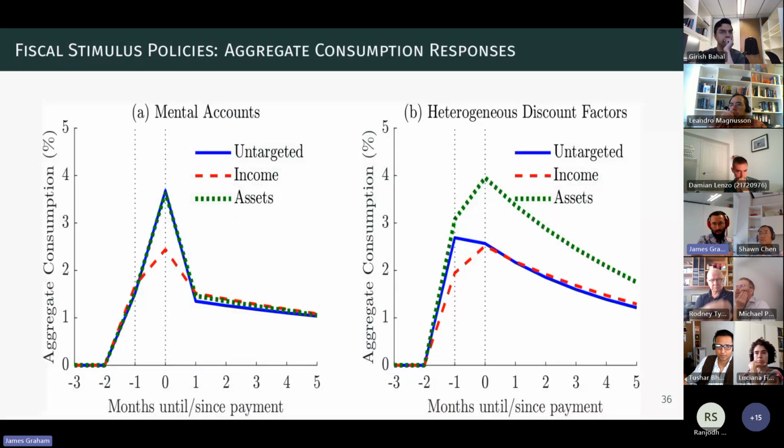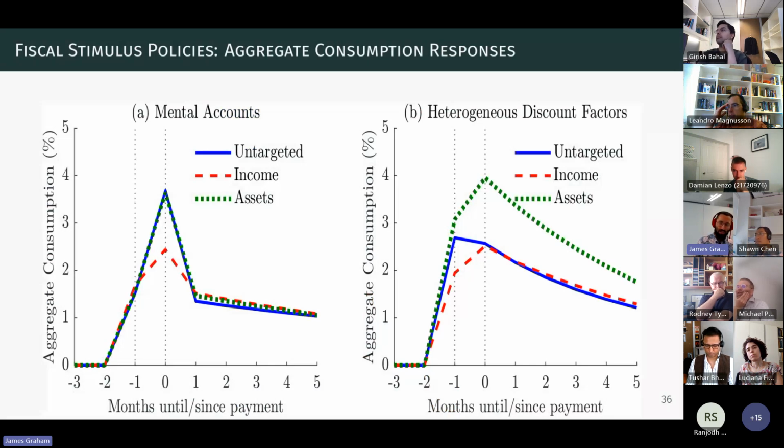So here's what the model looks like on the left. This is mental accounts. You can see that untargeted spending actually looks very similar to targeted spending, especially by assets. So we don't really get much of a gain to redirecting your money to the bottom households by assets. So there's not too much point in doing that. But that contrasts with a more standard model with heterogeneous discount factors. In that model, if you target spending to the low assets households, you get a much bigger boost in aggregate consumption response than you would otherwise.